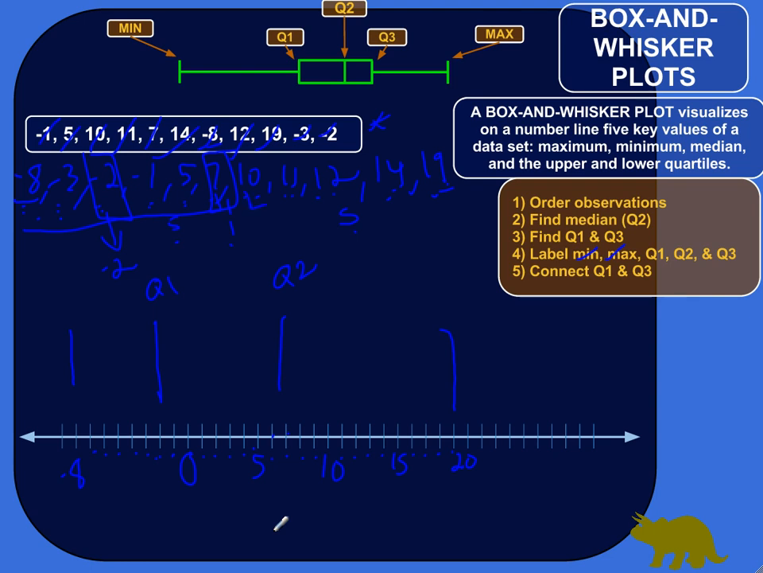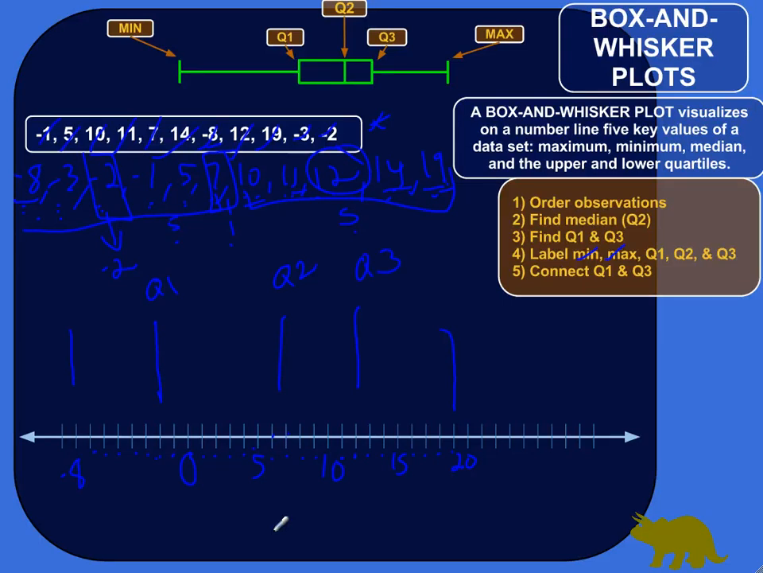Now we'll find the median of the upper half of the data. There's 5 data points here. So 12 is going to be our median of the upper half, because there's an equal number of data points above it and below it. There's 2 that are greater than it, 2 that are lower than it. So 12 is Q3, or the upper quartile. So we've got 10, 11, 12.